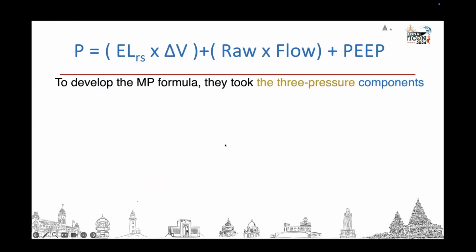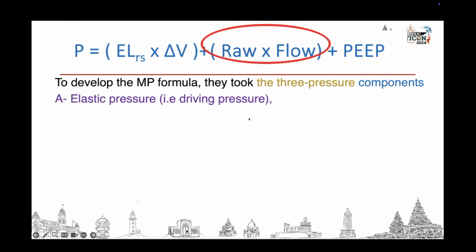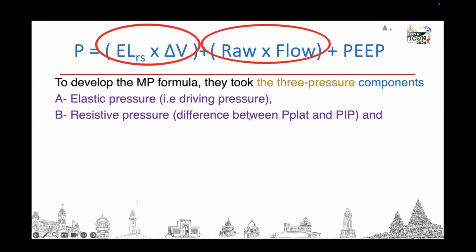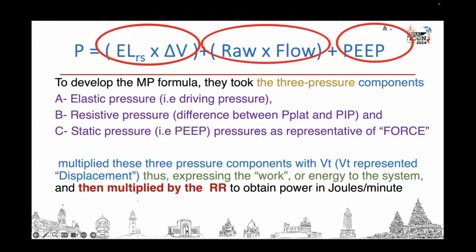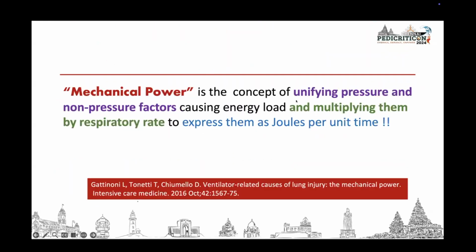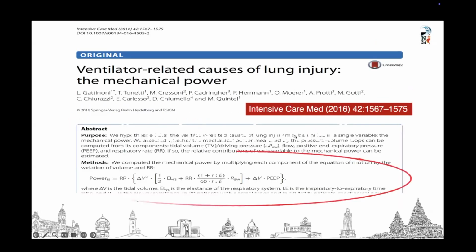That was their aim. And to develop this, they took three pressure components: the elastic pressure, that is the driving pressure; then resistive pressure, the difference between pleural pressure and PIP; and the static pressure, that is PEEP. So these three pressures were nothing but the force. As we know, work done is force into displacement. Displacement was represented by tidal volume, so this force was multiplied by tidal volume. And when the entire thing was multiplied by respiratory rate, we got mechanical power in joules per minute. So it is basically a concept of unifying the pressure and non-pressure parameters and expressing them as joules per minute.